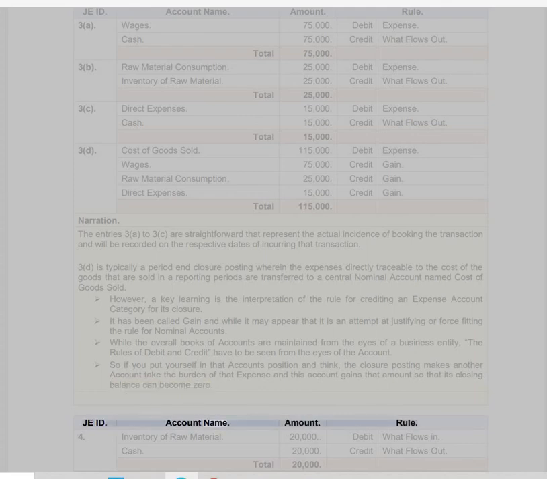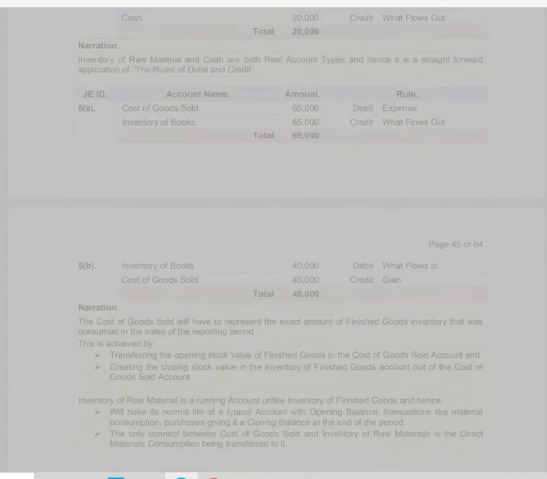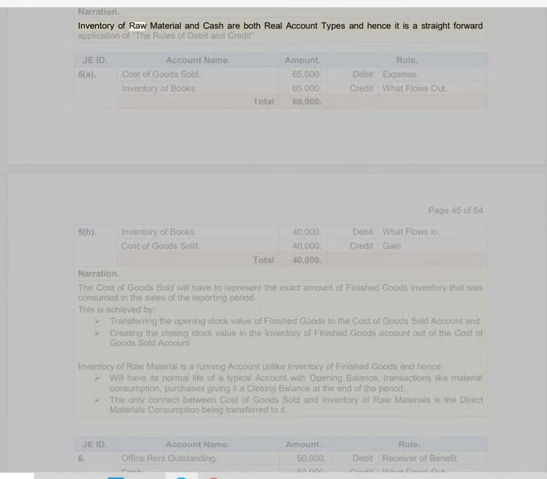JEID, account name, amount, rule. 4. Inventory of raw material, 20,000, debit, what flows in. Cash, 20,000, credit, what flows out. Total 20,000. Narration: Inventory of raw material and cash are both real account types, and hence it is a straightforward application of the rules of debit and credit.